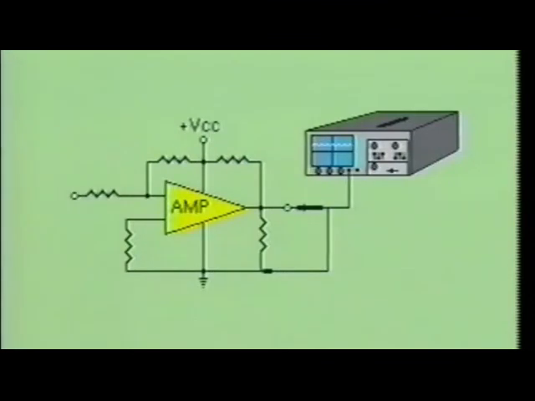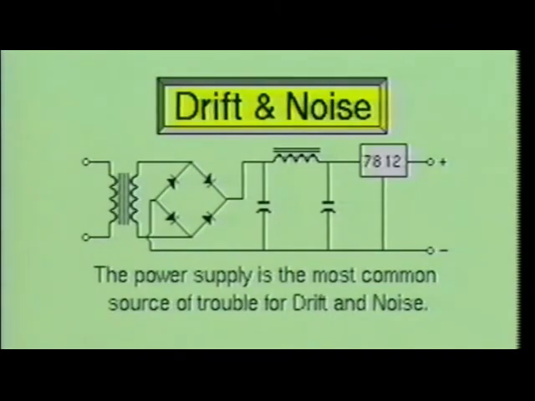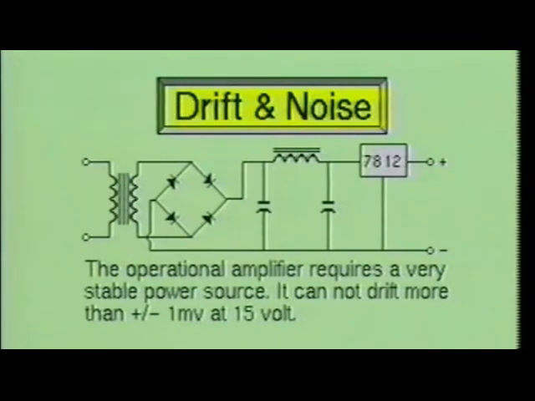If hum or ripple is found at the operational amplifier output, short the input terminals and check for power supply ripple. Drift and noise are the most common sources of trouble. Even though there are several causes for this type of trouble, the power supply is still the most likely cause. This is due to the fact that operational amplifiers are extremely sensitive to an unstable power supply. When working with op-amp circuits, the power supply should not drift more than plus or minus 1 millivolt on a typical power supply voltage of 15 volts.